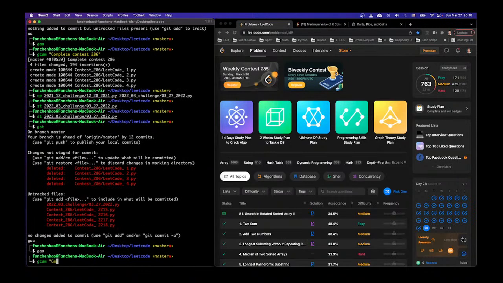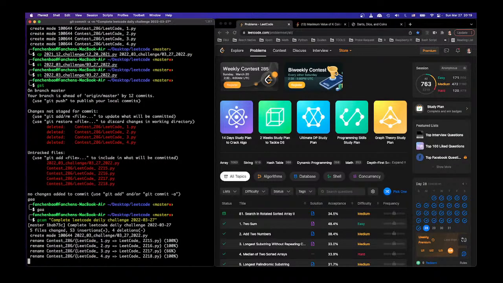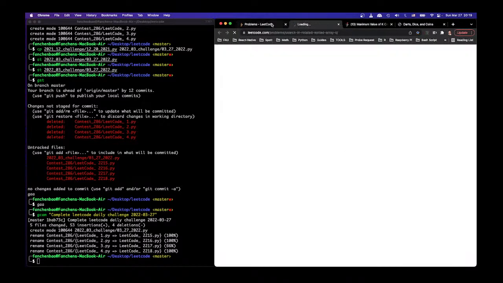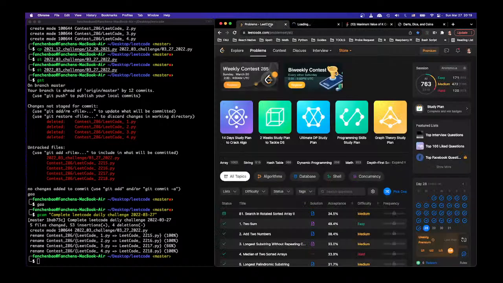Hello everyone. It's October 27th, and we are going to do the challenge for tomorrow, the 28th, right? So what we're going to have is Search in Rotated Sorted Array. Oh, this is an old question, a very, very old question.